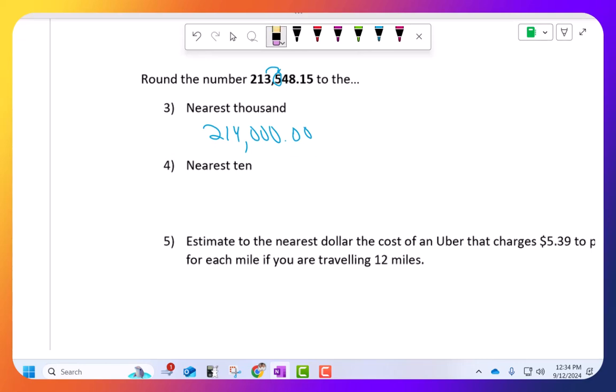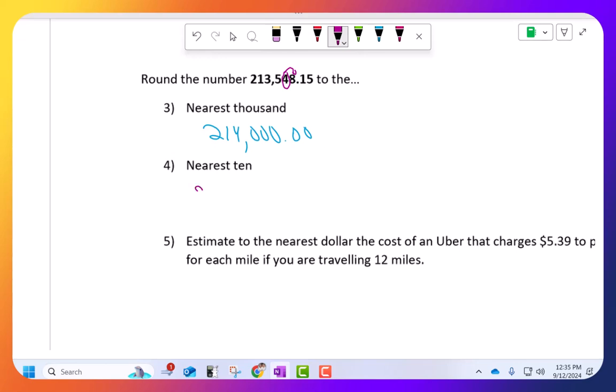Same thing applies to this next problem right here. It wants us to round this off to the nearest 10. So remember, this place right here is your 10 place. Since that's your 10 place, you're going to look at the number to the right of it, and that's an 8. So that's 5 or greater, so we're going to round that up from a 4 to a 5.